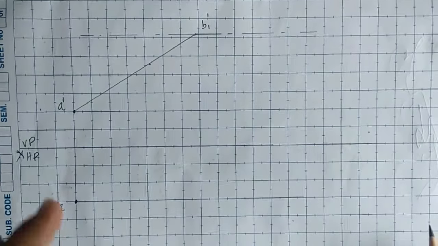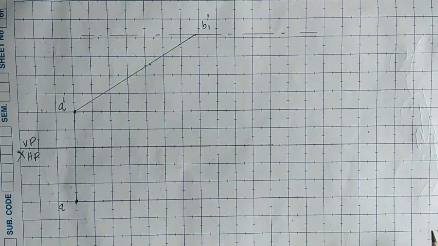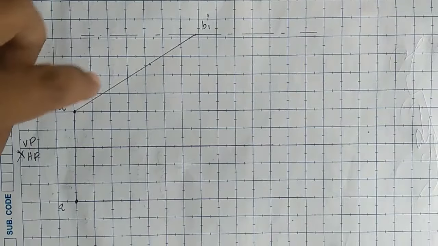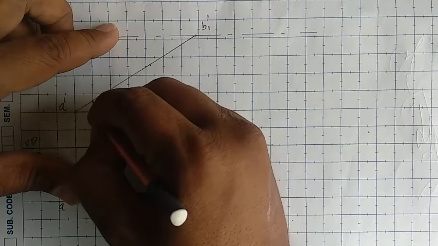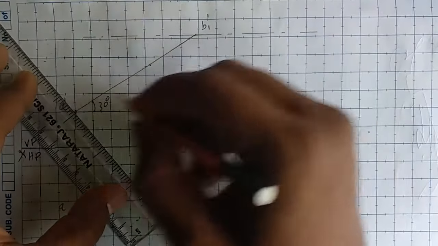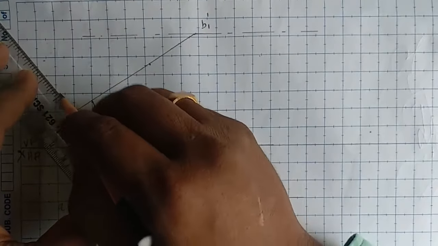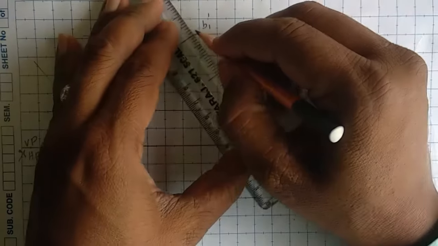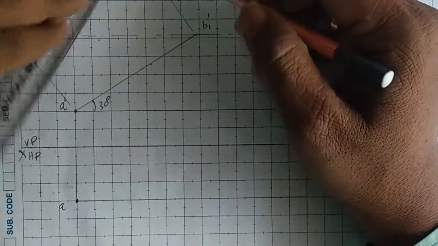Next, in the same way in HP also, they have given inclined to VP, which is 45 degrees, and we show it here. Dimensions also we can show, the length of the line, that is 80 mm given, we can show that.